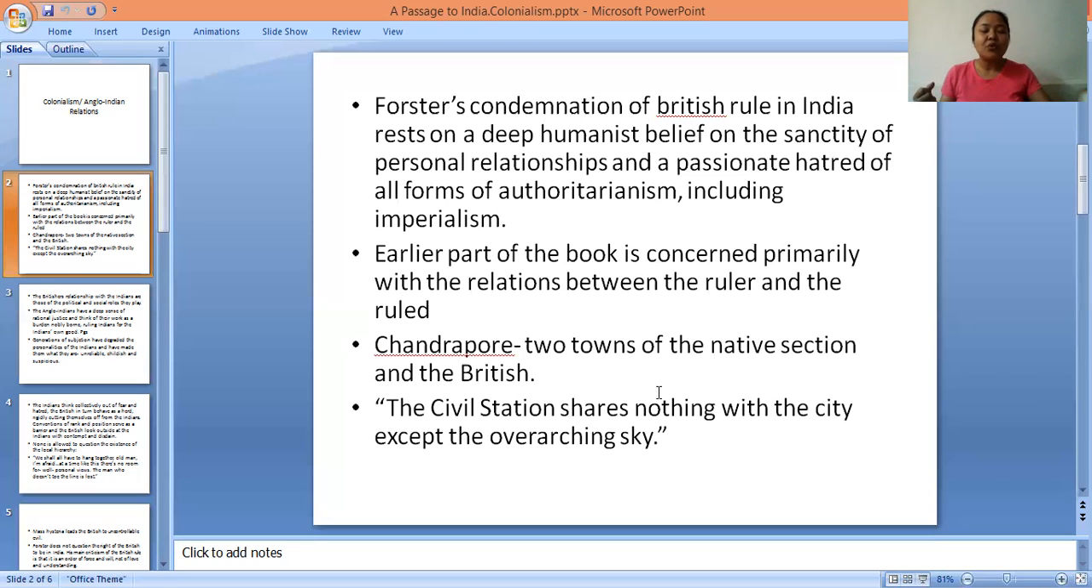Even though the civil station is located within Chandrapur, the Britishers have segregated themselves. They have placed themselves apart from the main Indian population, and they have built a separate community and a separate locality for them to live in, which is very different from the Indian landscape where the rest of the Indians live. They have tried to portray the civil station as a cold, sensible, and colorless place.